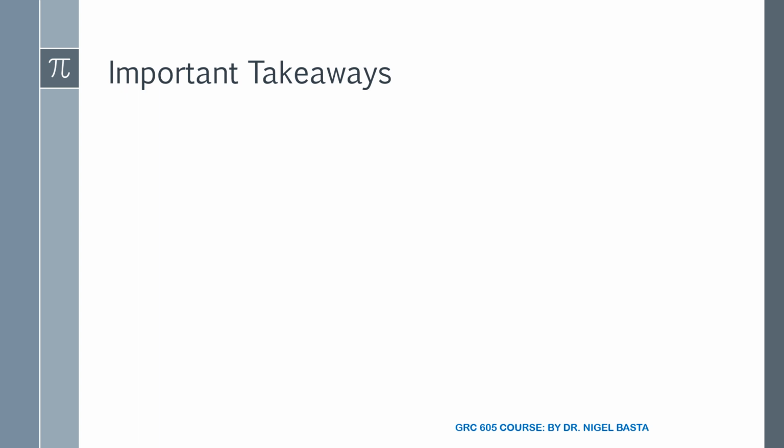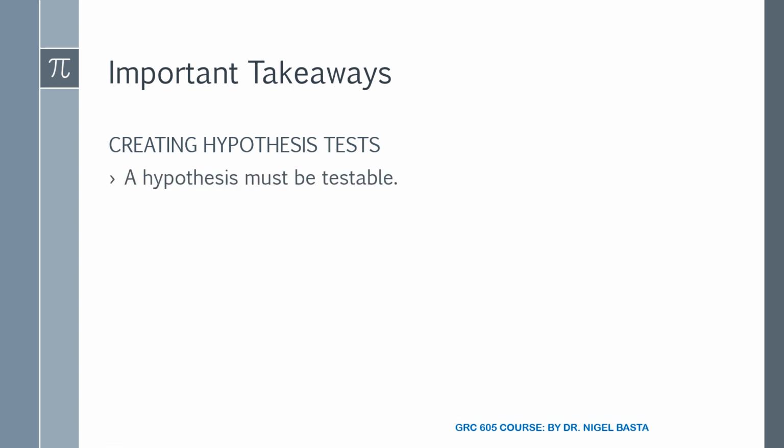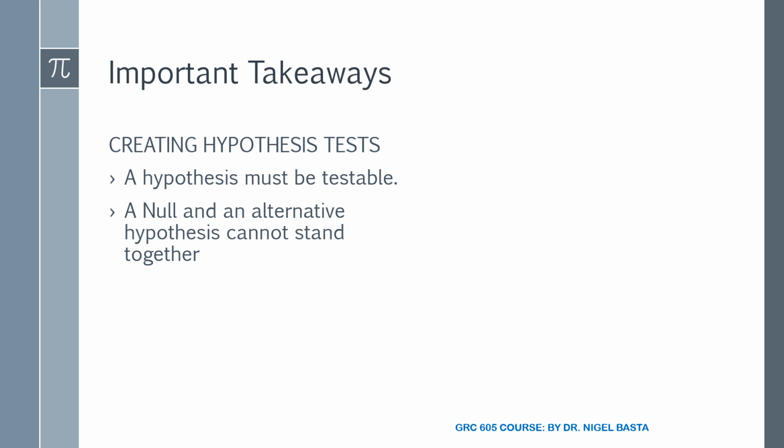Now that we have looked at our four hypothesis tests in detail, I would like to spend the last few moments looking at some important takeaways from the session. The first thing I'd like to stress is a hypothesis must be testable. If a statement is not able to stand up to scientific scrutiny or scientific testing, it is not a hypothesis. The second thing is a null and an alternative hypothesis cannot stand together. The main aim of an alternative hypothesis is either to reject or fail to reject a null hypothesis.